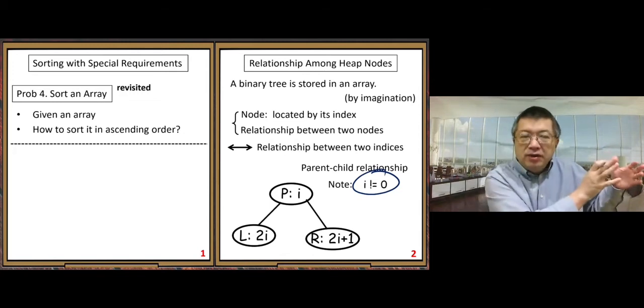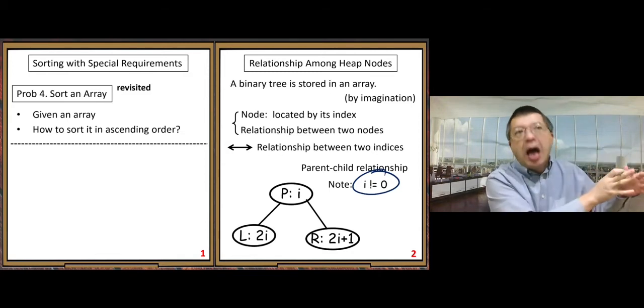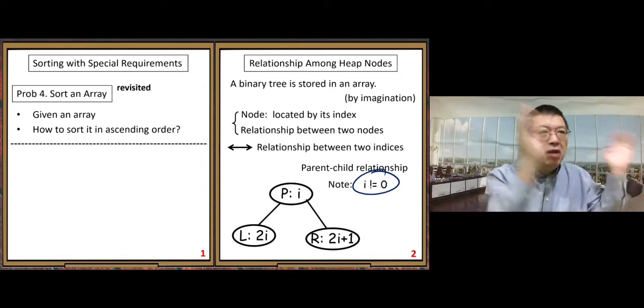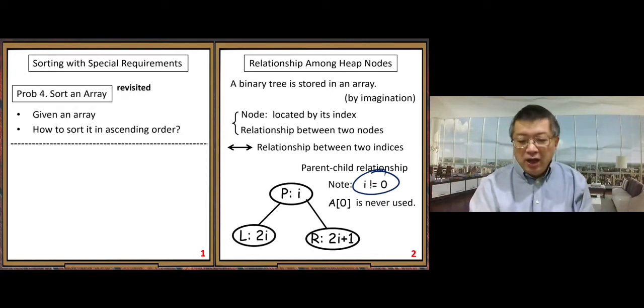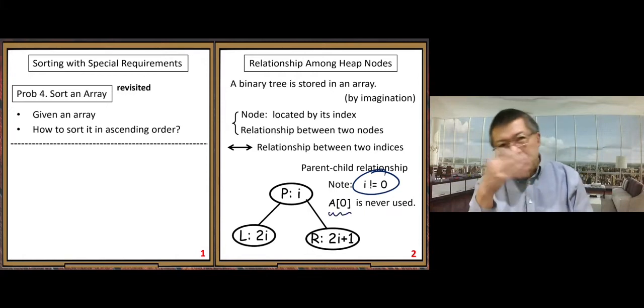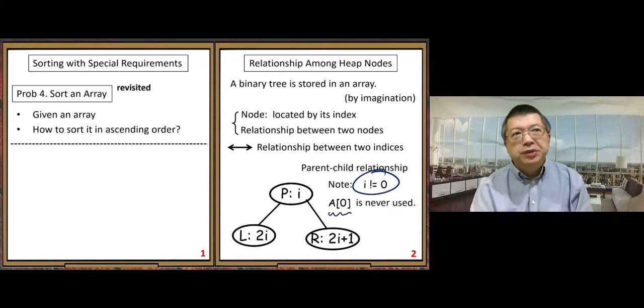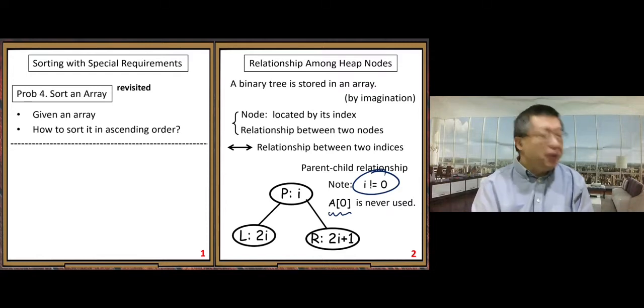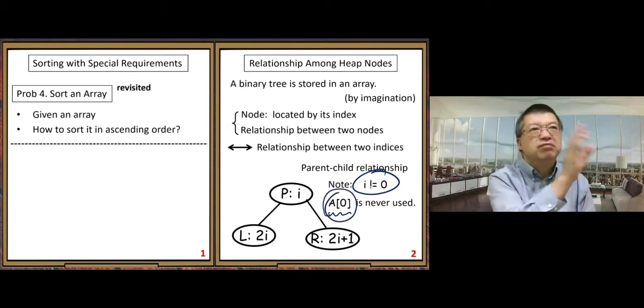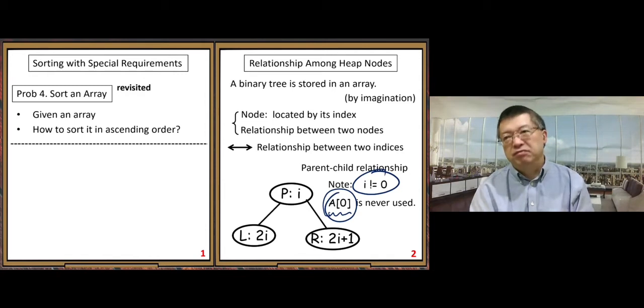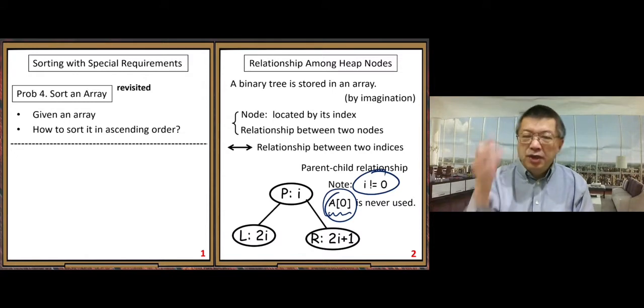That means the first element in the array, the 0 location, cannot be used in this heap. Although you can use it to store some other information if you have something to store there, do not make it any node in the heap. Do not use it as your heap node.